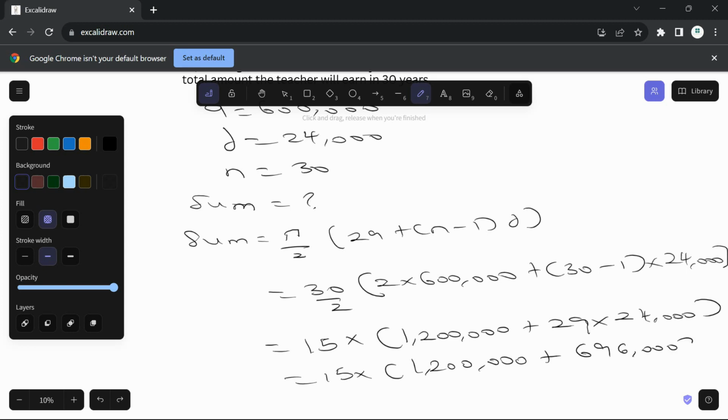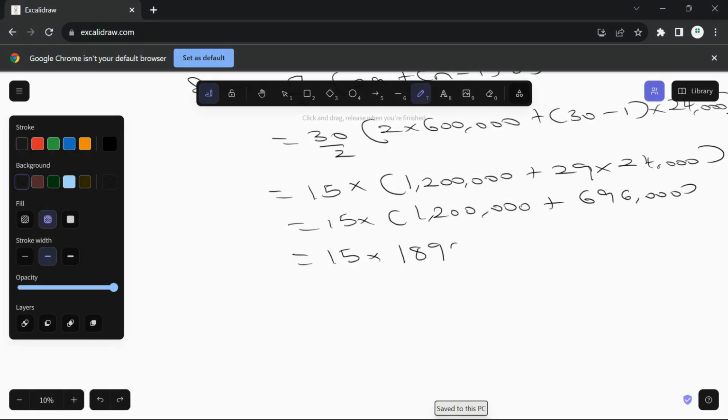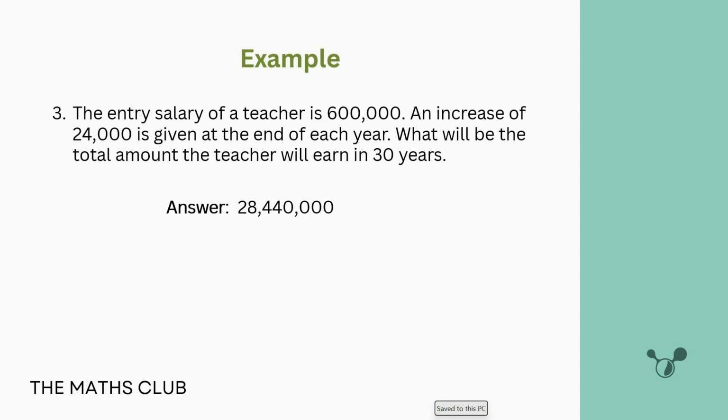I had 696,000, right? So let's simplify the brackets. That's 15 times 1,896,000. So if I multiply this by 15, what would this give me? This will give me 28,440,000. Let's see if our answer is correct. Great, that's correct. So 28,440,000 is the correct answer. Let's go to the next question.